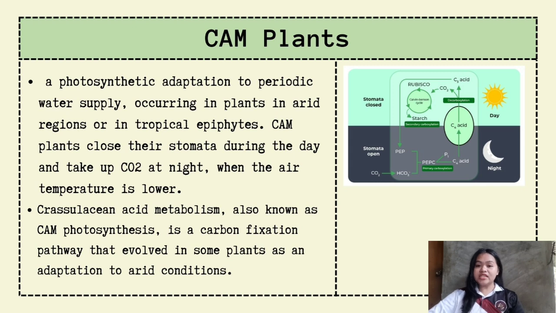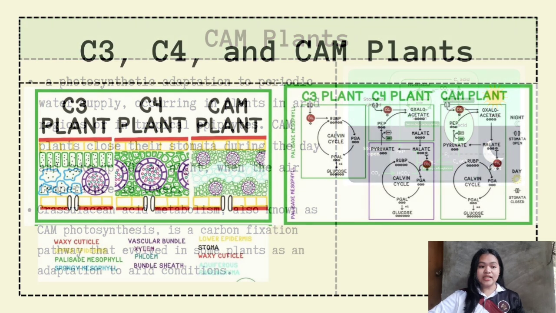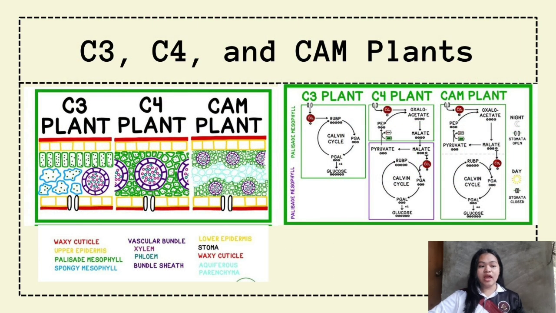So the primary distinction between C4 and CAM plants is how they minimize water loss. C4 plants move carbon dioxide into molecules to reduce photorespiration, whereas CAM plants decide when to extract carbon dioxide from the environment. And in the last slide, slide 59, we can see the similarities and differences of C4, C3, and CAM plants, as well as their structures.